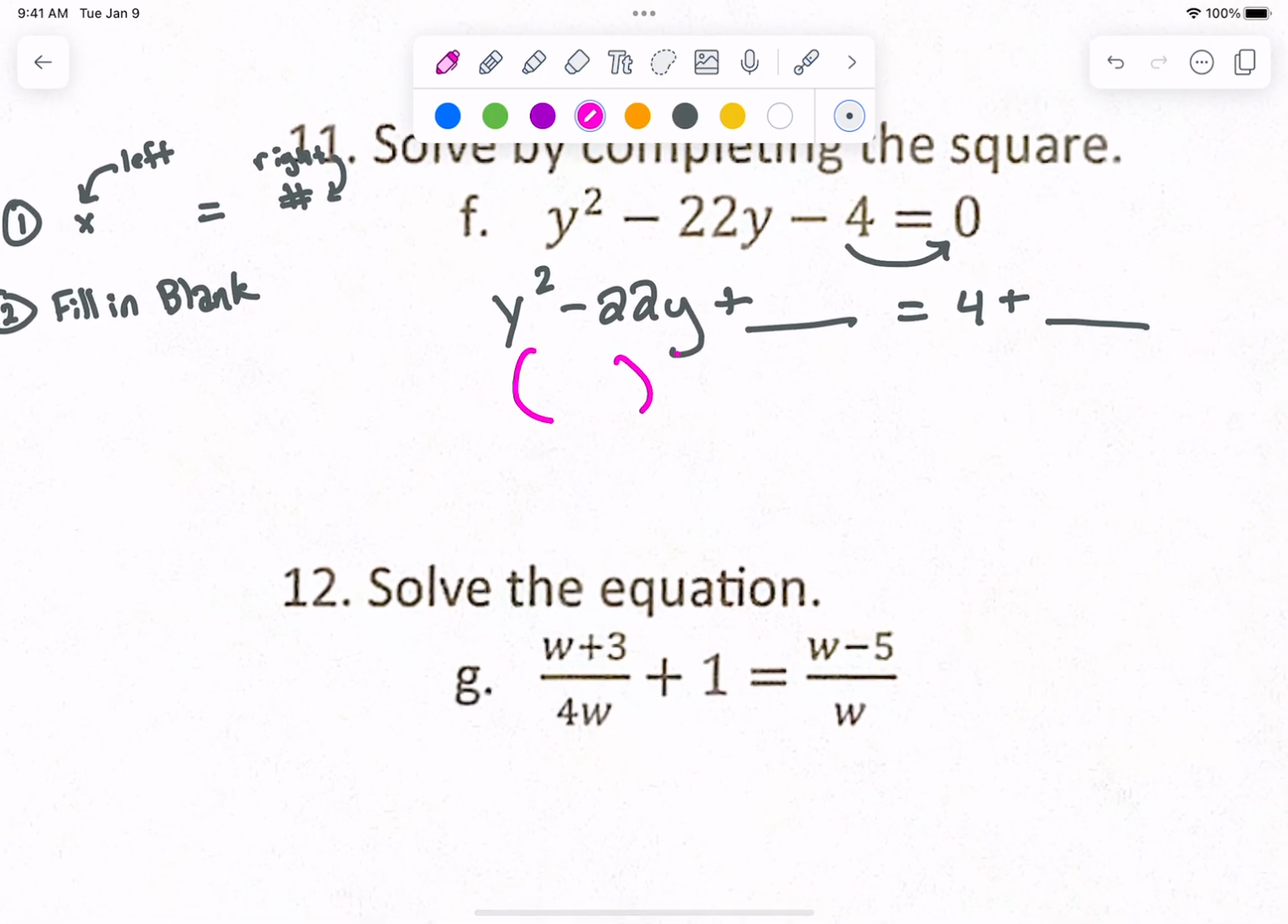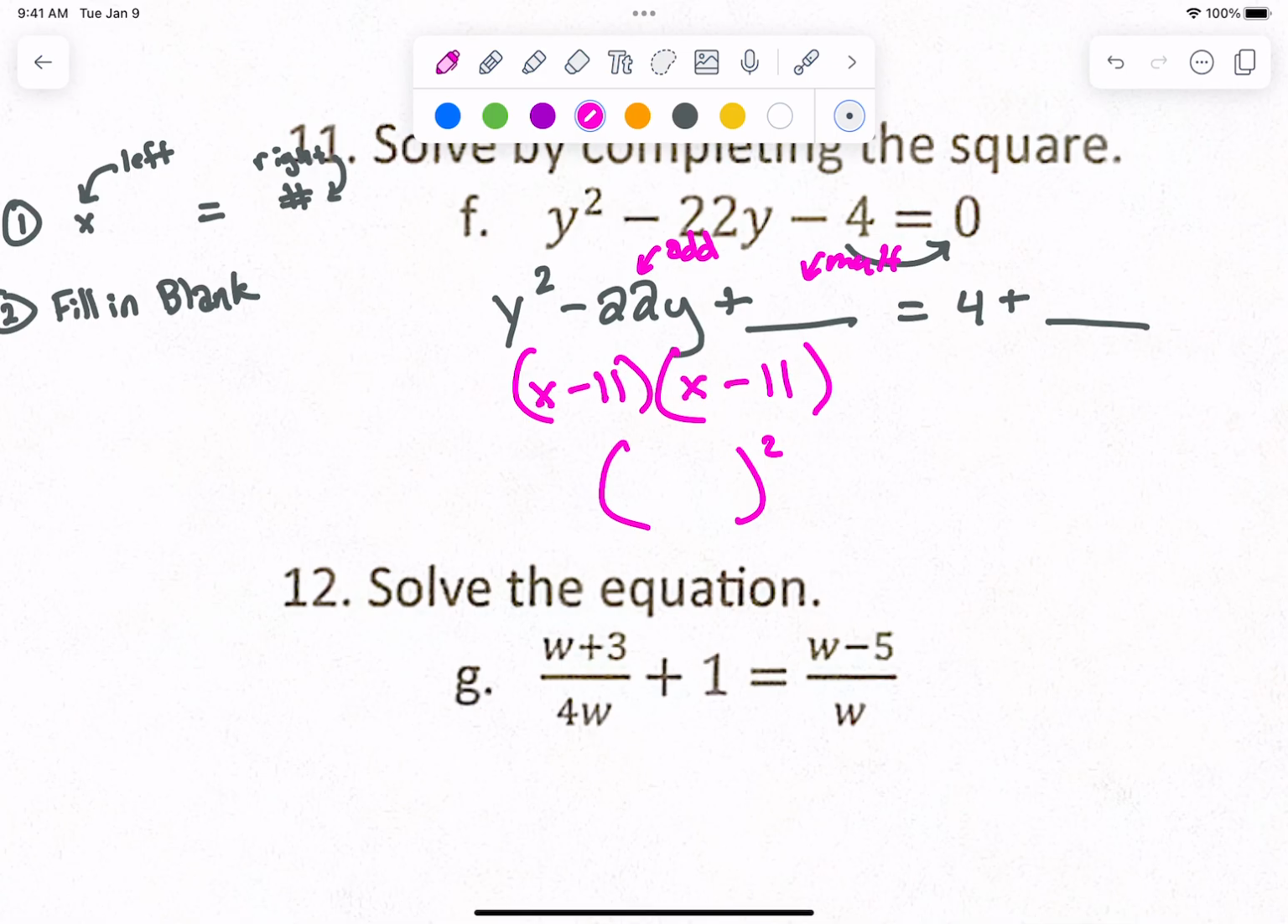So what I want to have happen is I want this to be a trinomial so that whatever I multiply to get this number, I can add to get this number, right? But I want them to be the same so that I can write it like that. So 11, y minus 11 and y minus 11. Does that give you negative 22 as your middle term? So this is y minus 11 squared.